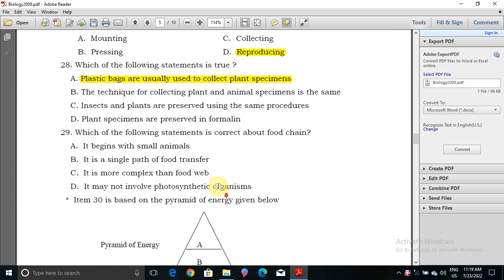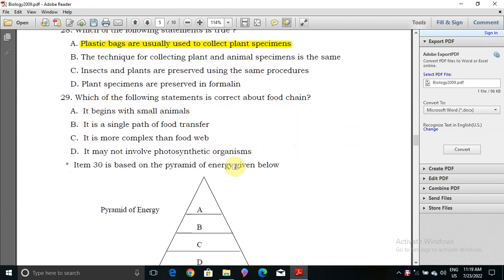Okay, now question number 29. Which of the following statements is correct about food chain? It begins with small animals. No, it begins with plants. It is a single path of food transfer. Yes, this is the correct answer for question number 29, which is correct about food chain.